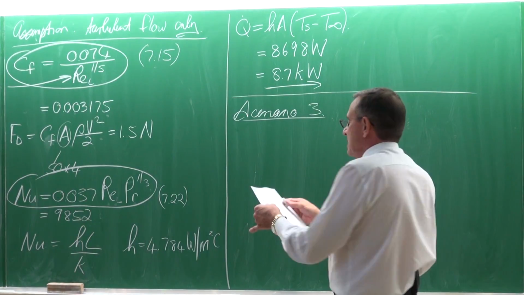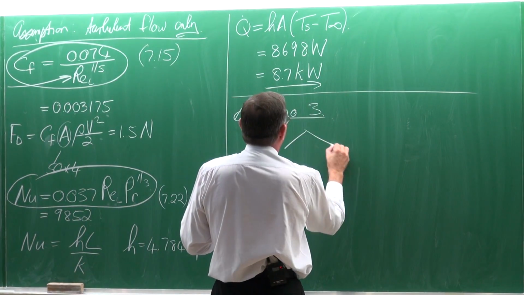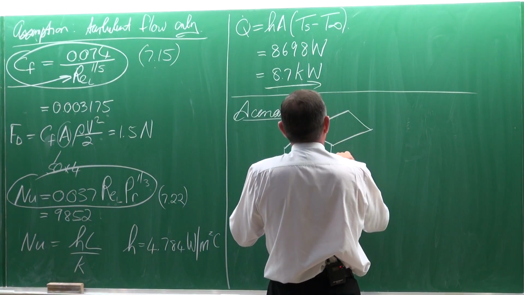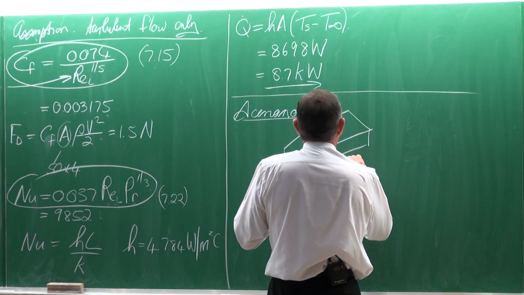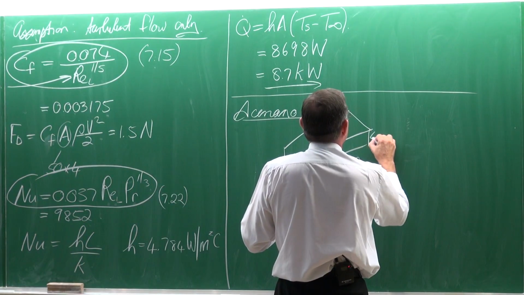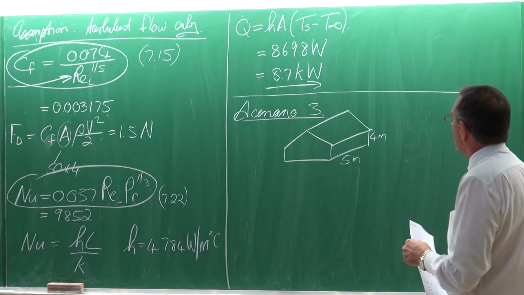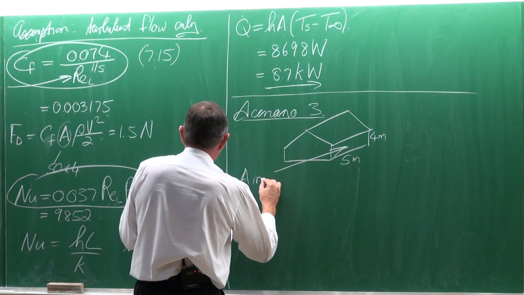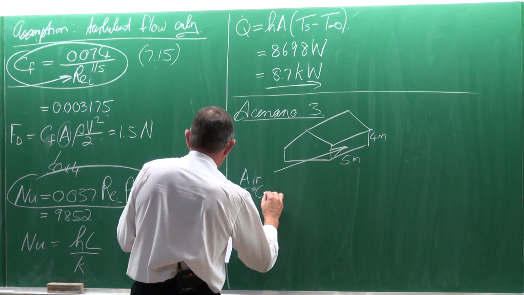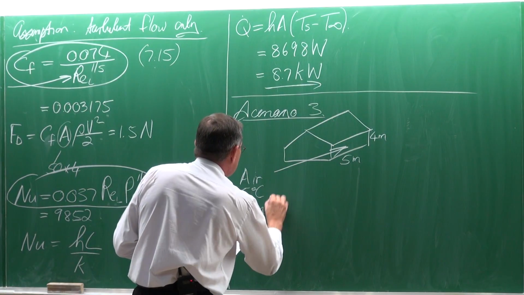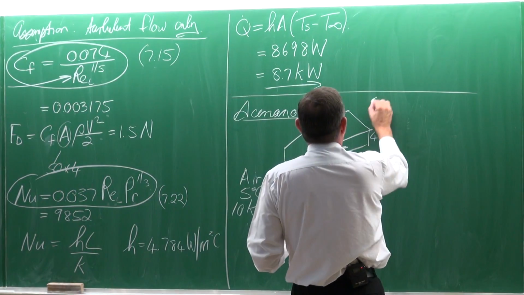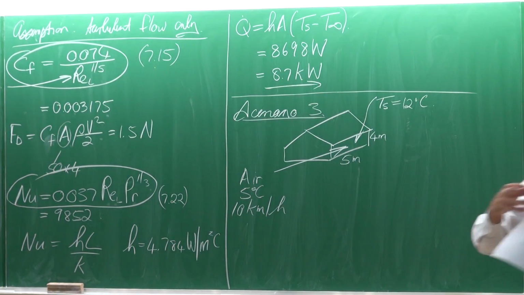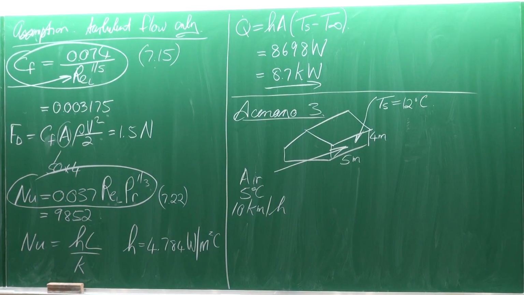So with scenario 3, again, it is a house. But in this case, it is not that long. It is 5 meters and 4 meters. And we've got the wind blowing over the wall at a temperature of 5 degrees Celsius, the velocity 10 kilometers per hour, and again the surface is measured as 12 degrees Celsius. It's an isothermal surface. It's 12 degrees Celsius everywhere.